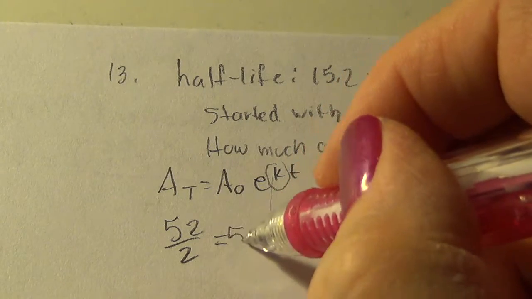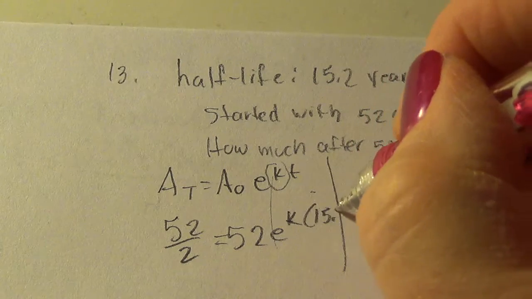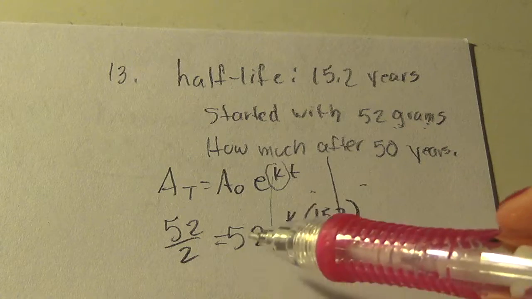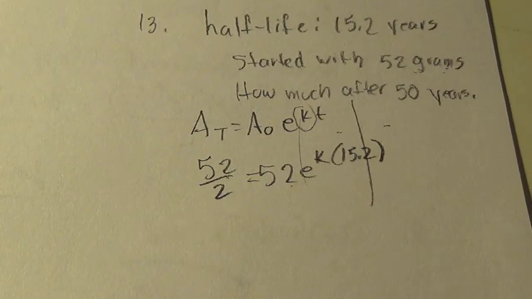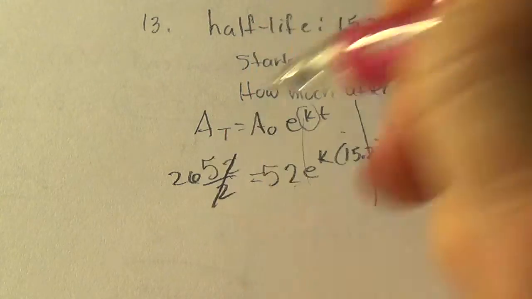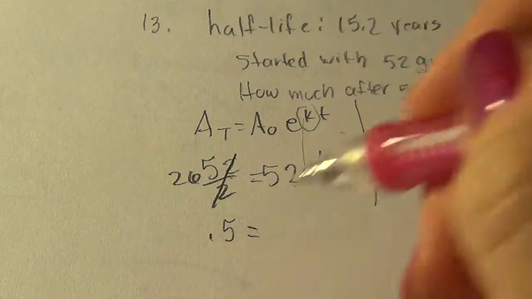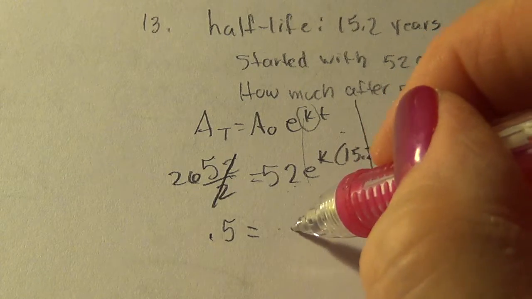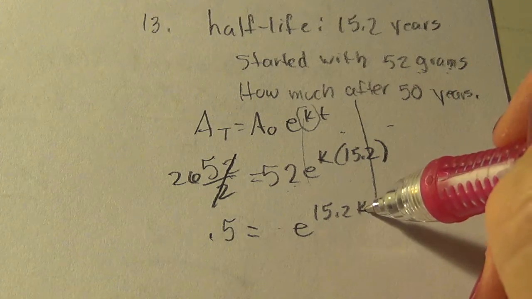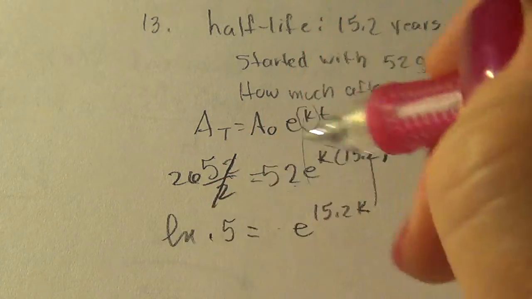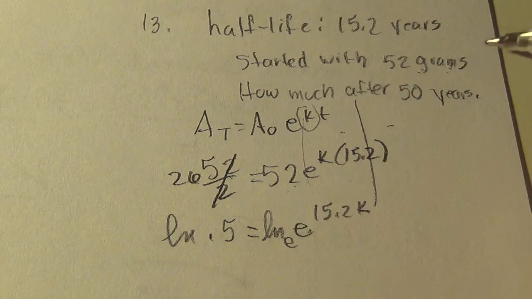We started with 52. e, we don't know what k is, but we know it's going to take 15.2 years for this decay to go from 52 down to 26. So this is a 26. So now we divide both sides by 52. That'll always give us a 0.5 on this side, equals e to the 15.2k. We want to find k, it's up in the exponent, so we're going to take the ln of both sides because there's an e here. So there's an unwritten base e here.